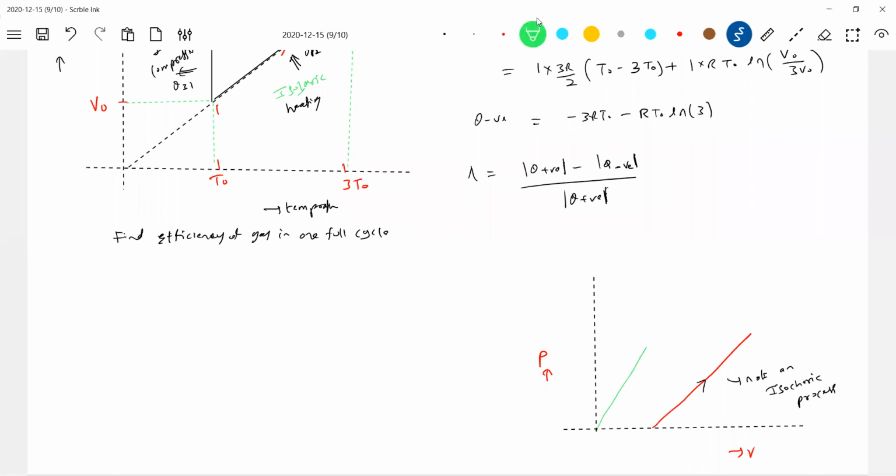What will be the slope? Let's not bother about slope. Sir, isochoric must be perpendicular, sir. Okay, wait. This is volume versus temperature.